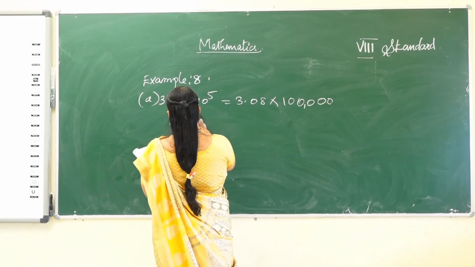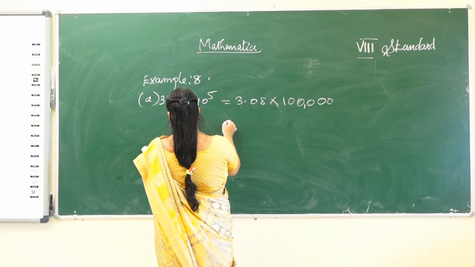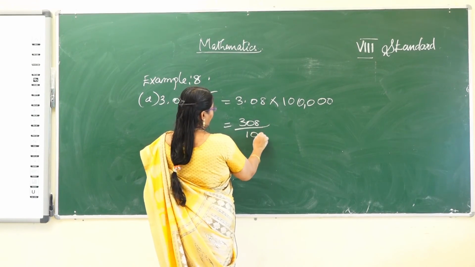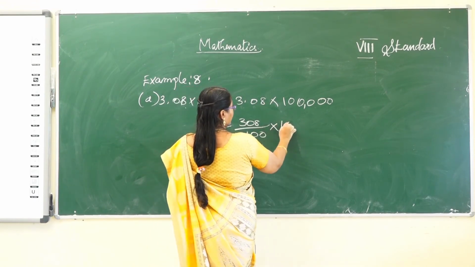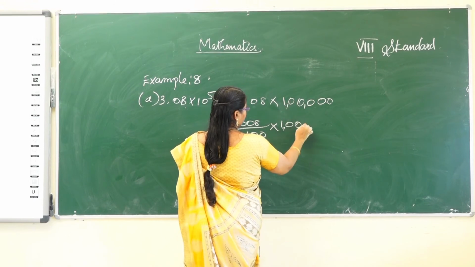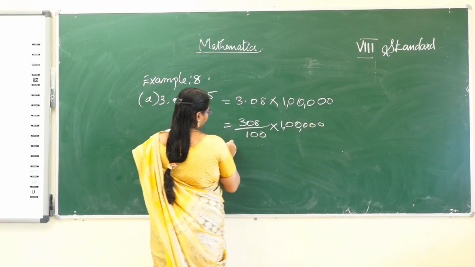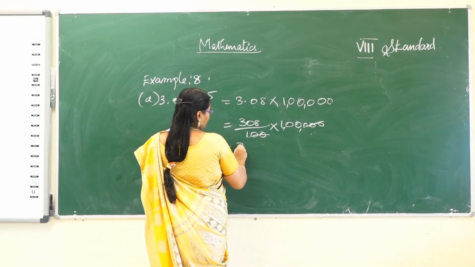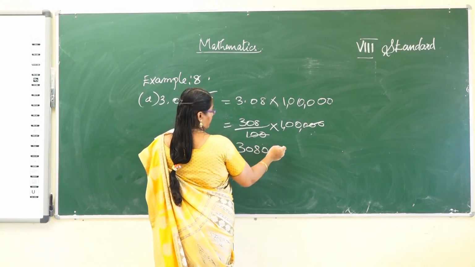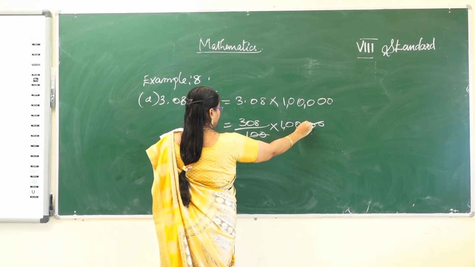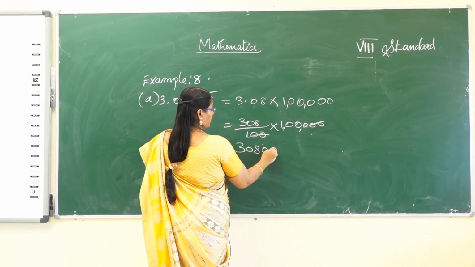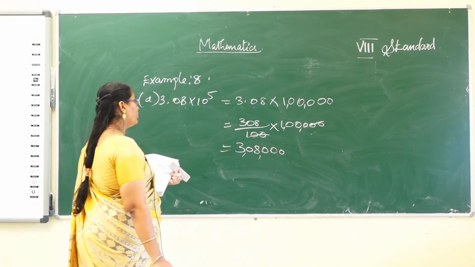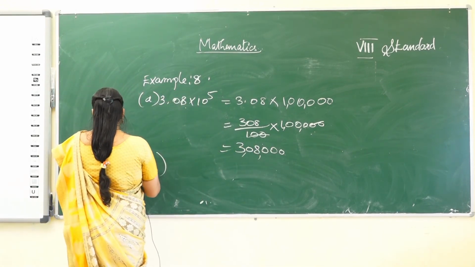And here the decimal value is given. The decimal value can be written as 308 divided by 100. So 2 zeros only, cancel it. 3 zeros are added. So the answer is 3,08,000.